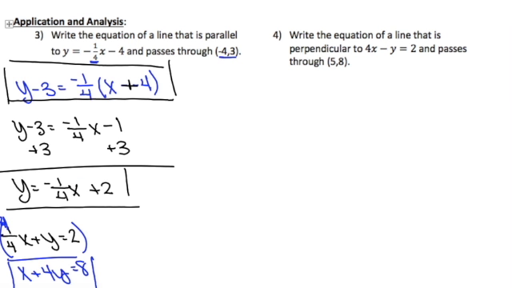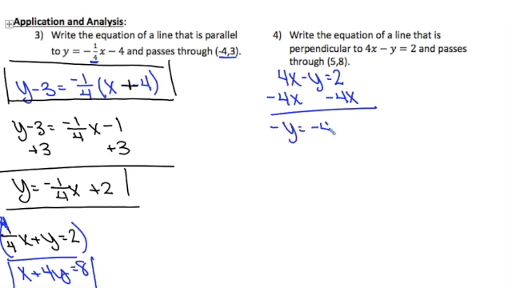For 4, write the equation of a line that is perpendicular to the given line and passes through the given point. Well, if I want perpendicular, the first thing that I need to know is my slope. And this is not in y equals mx plus b format, not in slope-intercept. So I need to make it slope-intercept. So I'm going to start with 4x minus y equals 2, and I want to get this y by itself. So I'm going to subtract the 4x to the other side. So then negative y is equal to negative 4x plus 2.